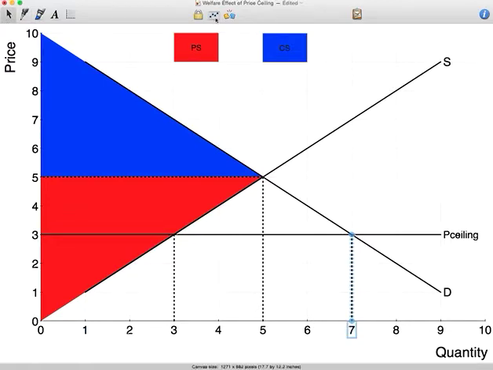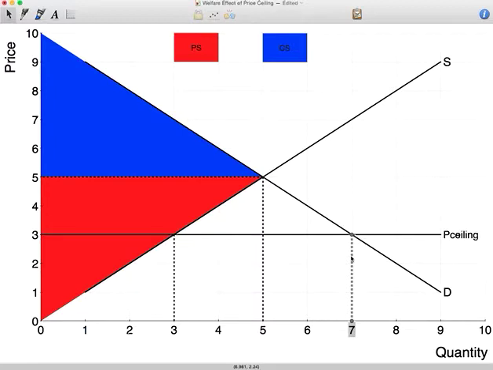And let me group those together just for illustrative purposes. Okay? So we follow the price of 3, the price ceiling, till we hit the supply curve. If we go straight down, that tells us quantity supplied is equal to 3. If we continue along the price ceiling until we hit demand, and then we go straight down, we see that the quantity demanded is equal to 7.